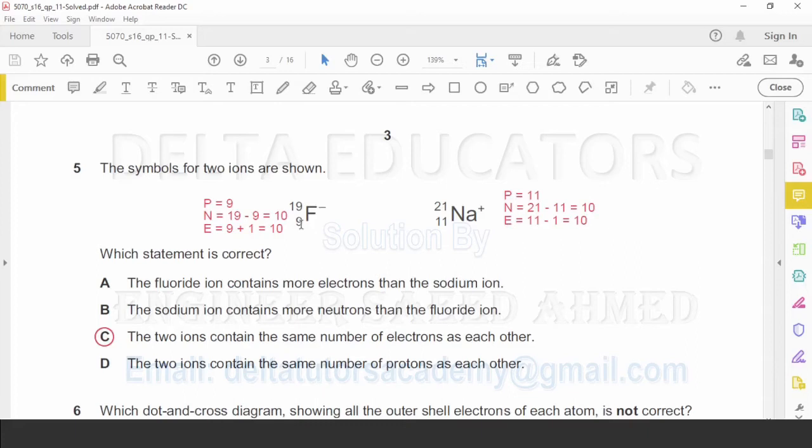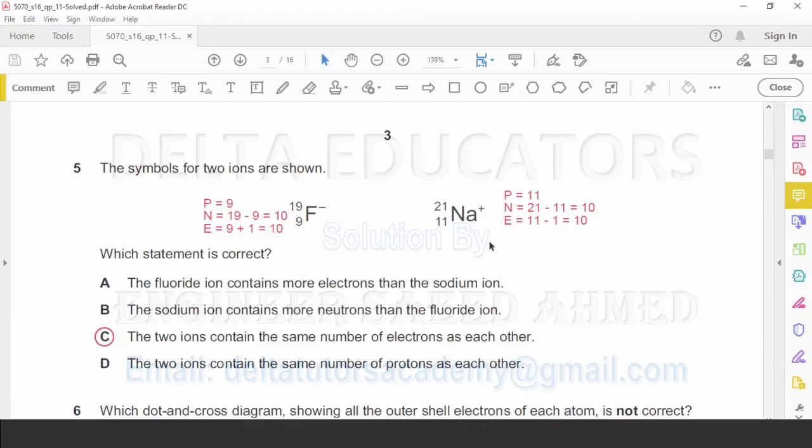Now what about the electrons? In a neutral atom, number of protons and number of electrons are same. Here number of protons is 9. Here it is given fluoride ion. Fluoride ion means it has gained 1 electron. Since it has gained 1 electron, total number of electrons will be 9 plus 1, it will be 10. In fluoride ion, proton is 9, neutron is 10, and electron is also 10.